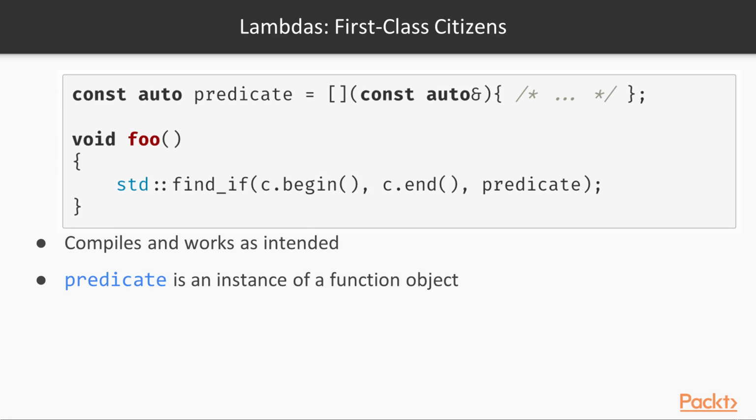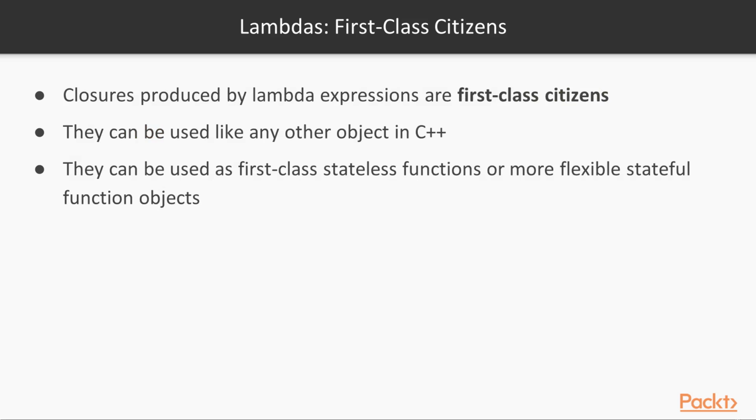Let's now see what happens if you use a generic lambda. In this case, I can simply define a predicate lambda that takes a const auto&, and it will compile and work as intended with find_if, and it will take any type that is valid for the body of the lambda. This is valid because predicate is not a function pointer anymore, but it is an instance of a function object, which provides a templated operator(). Closures produced by lambda expressions are therefore first-class citizens.